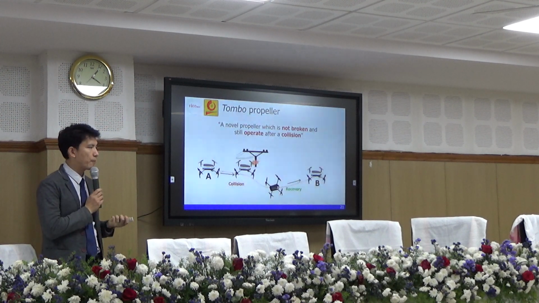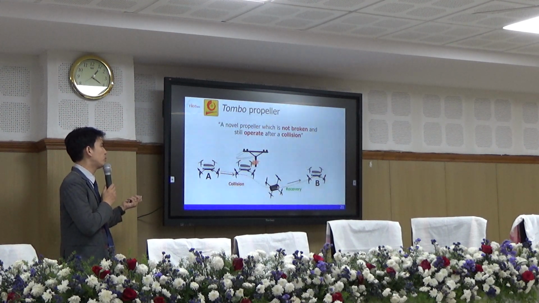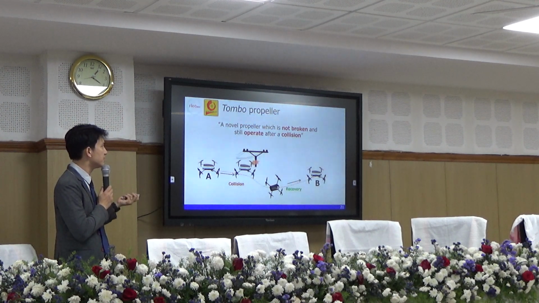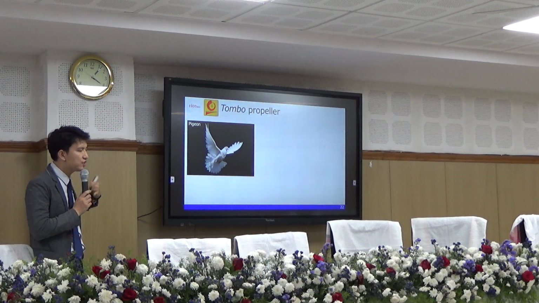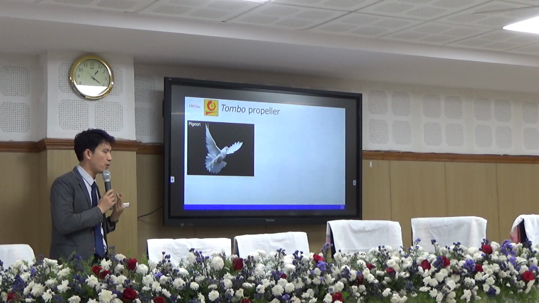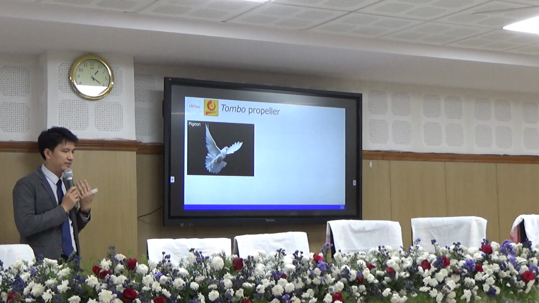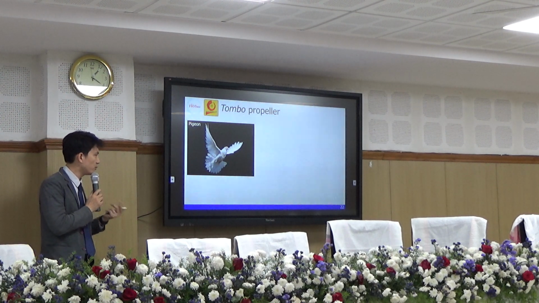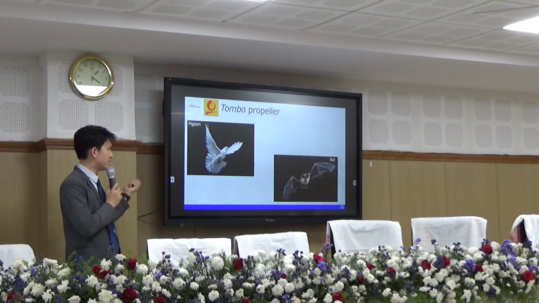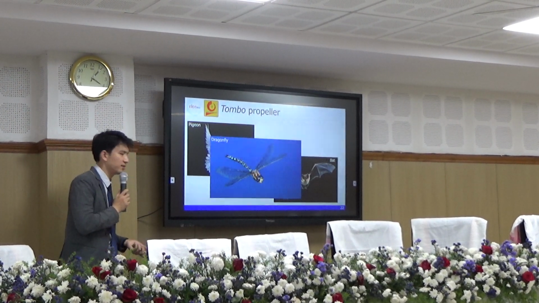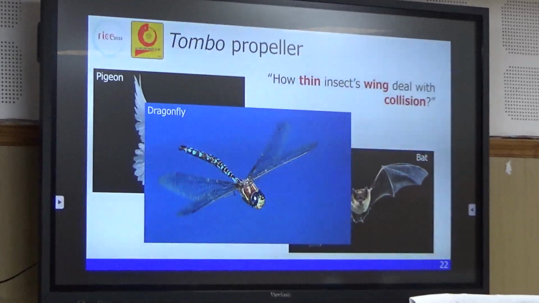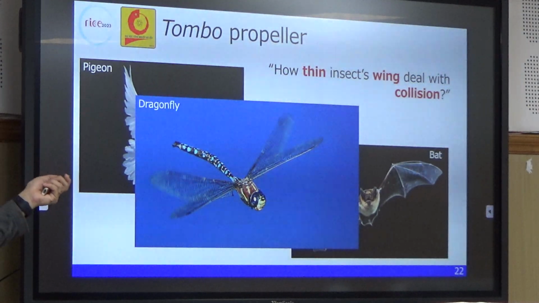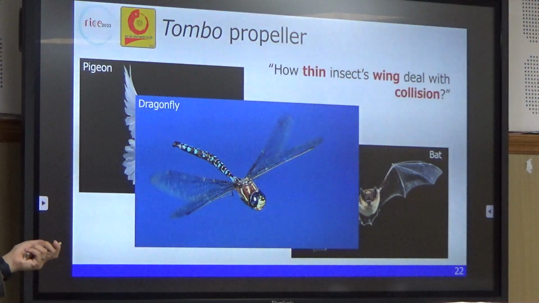It's called the tumble propeller. This is a novel propeller which is not broken and still operates after a collision. Here, when we think about how nature deals with this collision problem, we look at how flying animals deal with it. We look at the pigeon, we look at the bird, and we stop by the dragonfly. It's an insect. What are the advantages of the dragonfly? How can the insect wing deal with the collision?